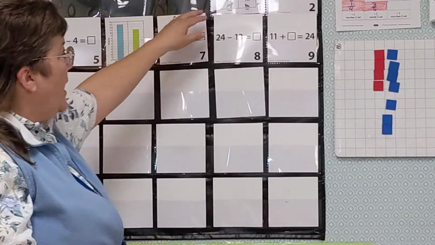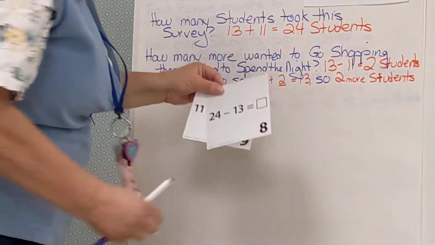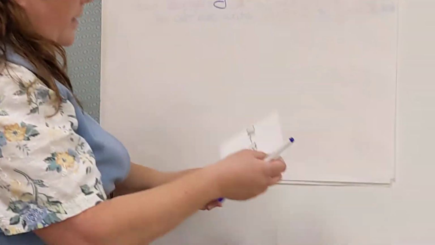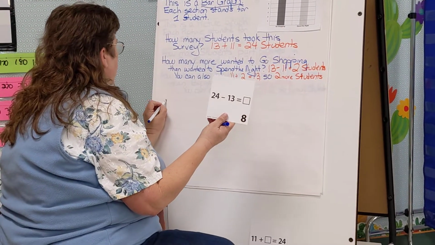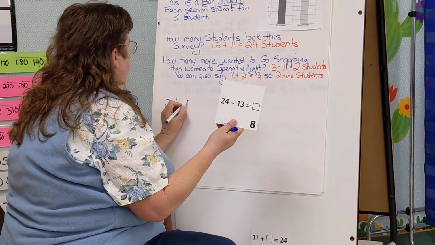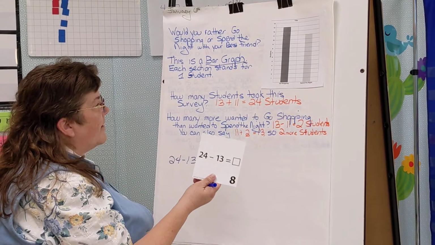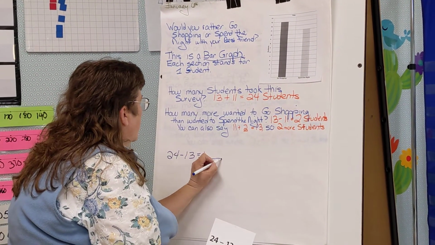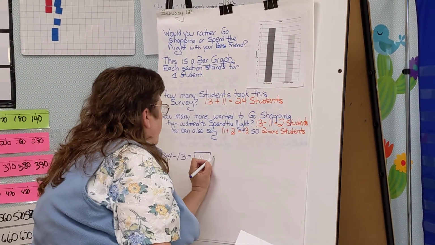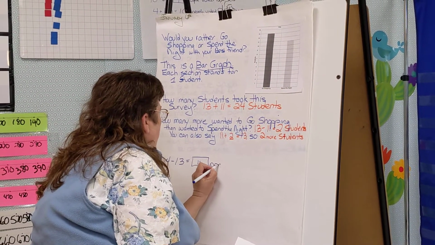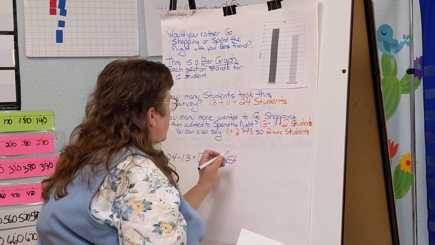Now, the 2 that we haven't done are these 2. Let's write these down and finish these. Okay, so 24 minus 13. What is this one asking of us? This one is asking how many people wanted to spend the night. 11. Well, I'm going to write students because that's what our graph said, students.